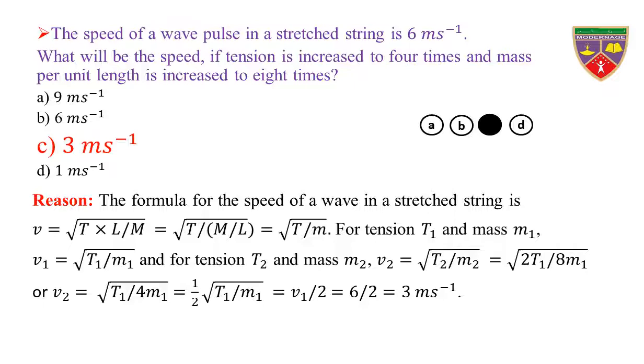V2 is equal to 1 by 2 square root of T1 divided by M1, or V2 is equal to V1 divided by 2, which is equal to 6 divided by 2 is equal to 3 meters per second, because V1 is equal to 6 meters per second as given. Hence, the speed decreases from 6 meters per second to 3 meters per second.